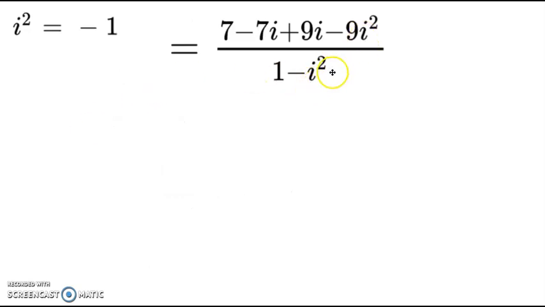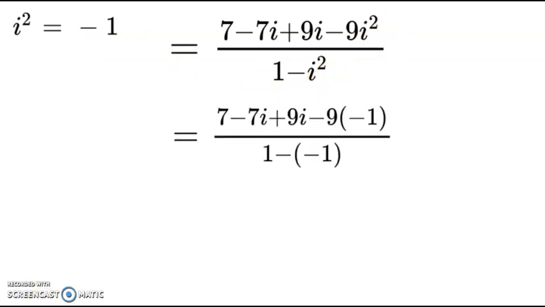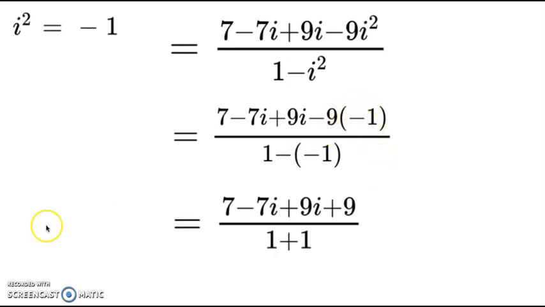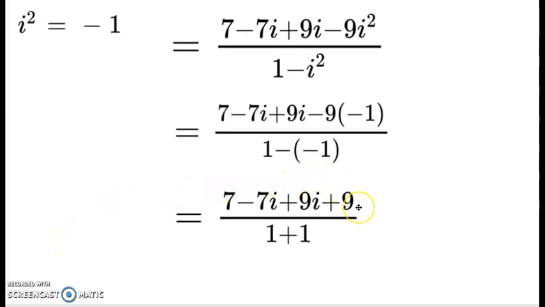We have 2 i squares here, and using our imaginary i rules, i squared equals negative 1. So we can replace the i squares with negative 1s. So negative 9 times negative 1 is positive 9. And then negative and negative 1 is plus 1. Combining my like terms, 7 plus 9 is 16. Negative 7i plus 9i is 2i, and 1 plus 1 is 2.